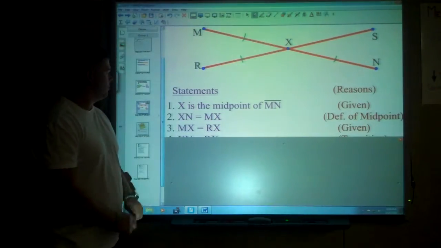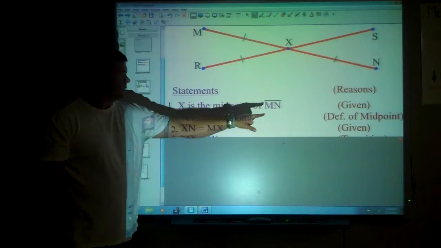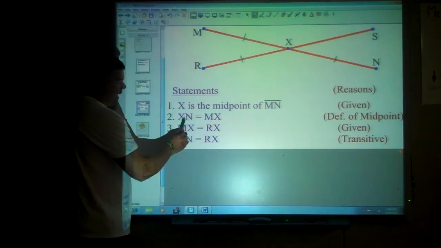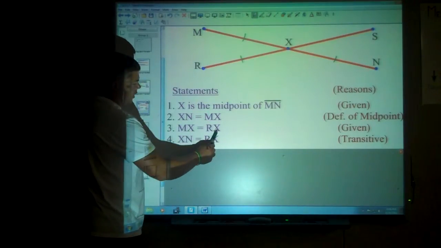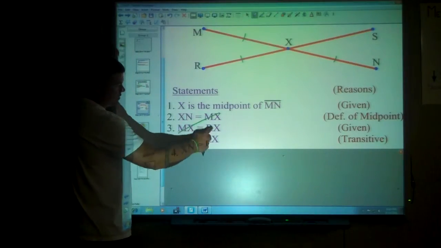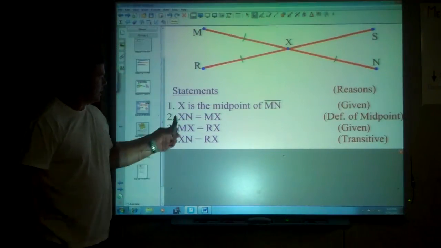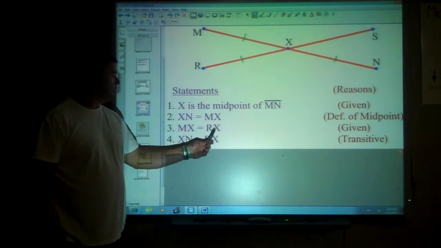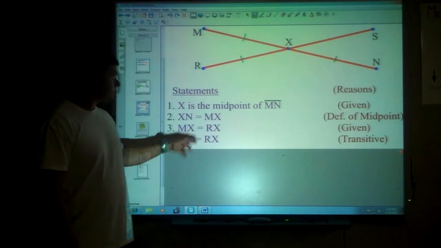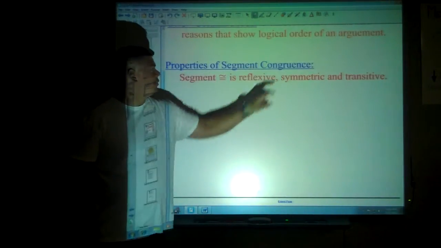Next, we take some more given information. The fact that MX and RX are the same. That was given. Next, we substitute. Now think about this. If XN is MX and MX is RX, then we should be able to kind of, in a way, cancel these two out and say XN is RX. Oh, XN is RX. That's the transitive property. Just like I'm older than Sue, Sue is older than Ben, so therefore I'm older than Ben. Same idea, transitive, which was a property that I gave you for segment congruence.